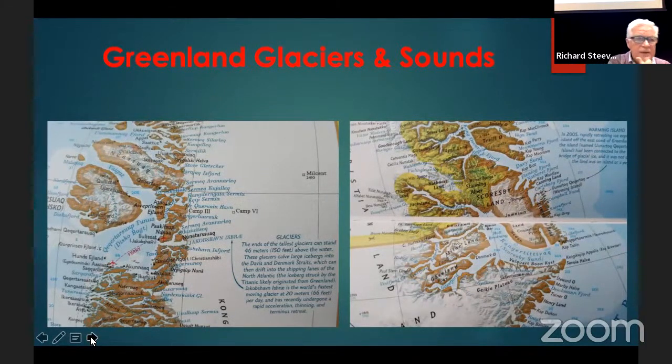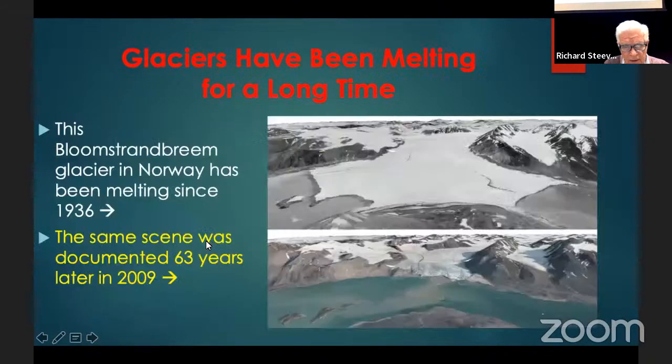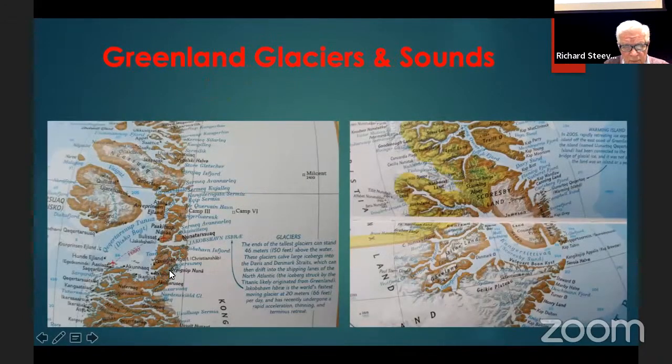Now, here we come back to the movie that we saw. And if you look, I don't know if my pointer can show here, but I've got it on. Sorry about that. You have to move the pointer slowly or it advances the slide.